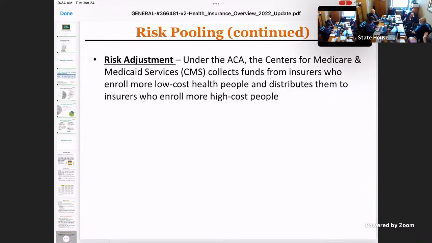And then of course it would start to spiral, because next year people are going to buy from the other one, and they'd keep switching. So there's this idea where one insurer has to pay some money to the other insurer to create this level of equity. And that's only within the Affordable Care Act and with the exchange plans.